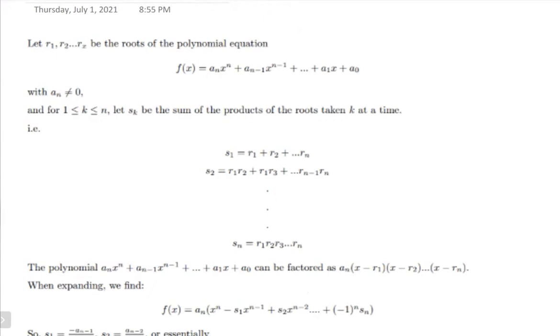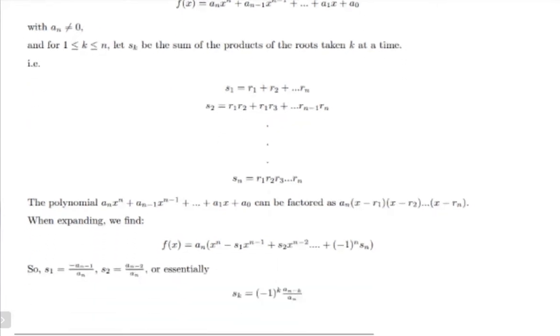So if we call s sub 1 the sum of the roots, s sub 2 is the product two at a time: r sub 1 times r sub 2, r sub 1 times r sub 3, r sub 1 times r sub n, all the way to r sub n minus 1 times r sub n. And then finally, we have the final product, so s sub n is equal to the product of all the roots.